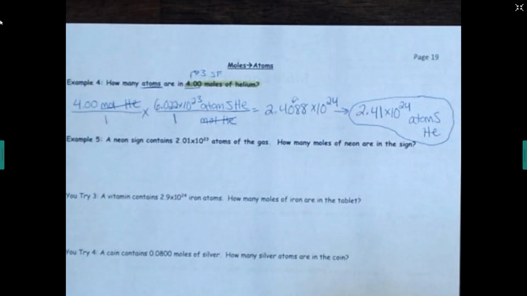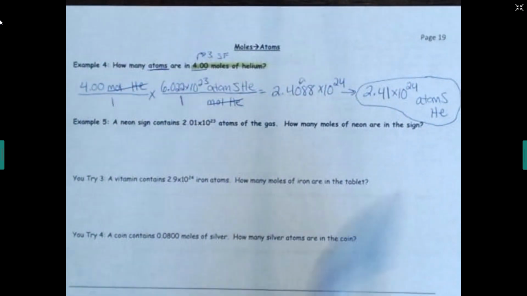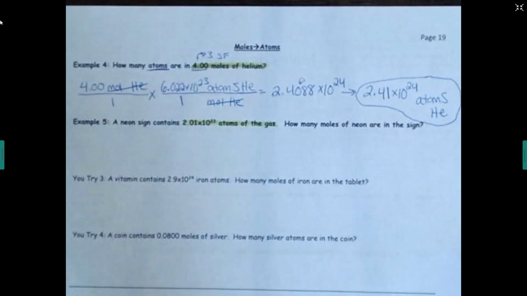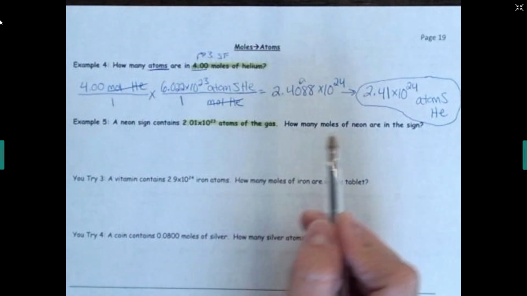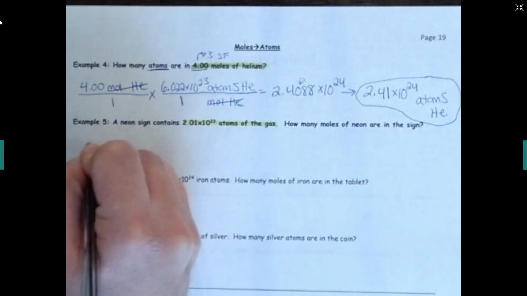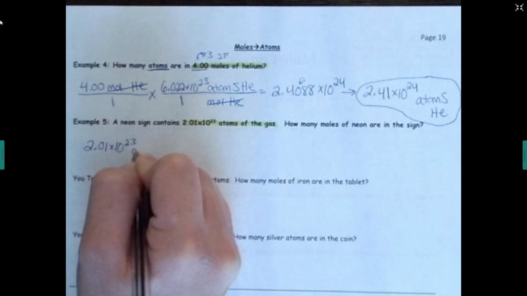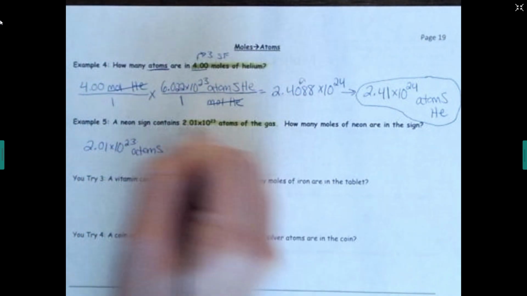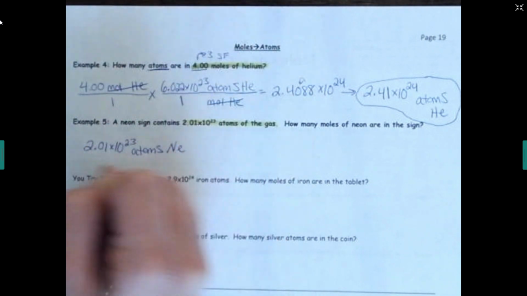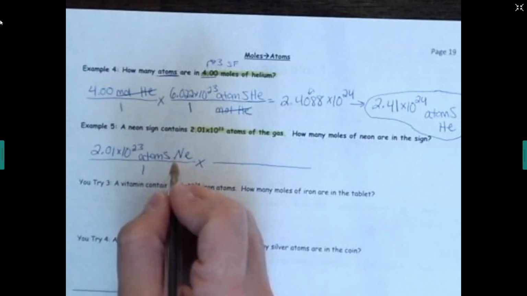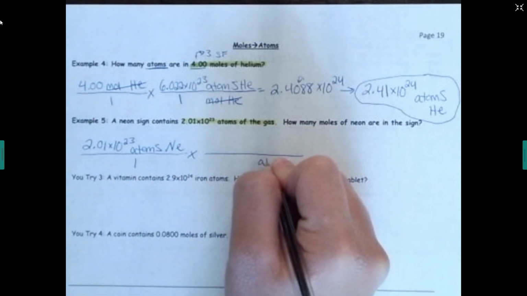Let's do example number 5. It says a neon sign contains 2.01 times 10 to the 23rd atoms of the gas, meaning neon. How many moles of neon are in the sign? So we're going from atoms to moles. So let's take what we're given, 2.01 times 10 to the 23rd atoms of neon. Let's put Ne for neon. Take what we're given, put it over 1. Because I have atoms of neon here, I know atoms of neon go down here.